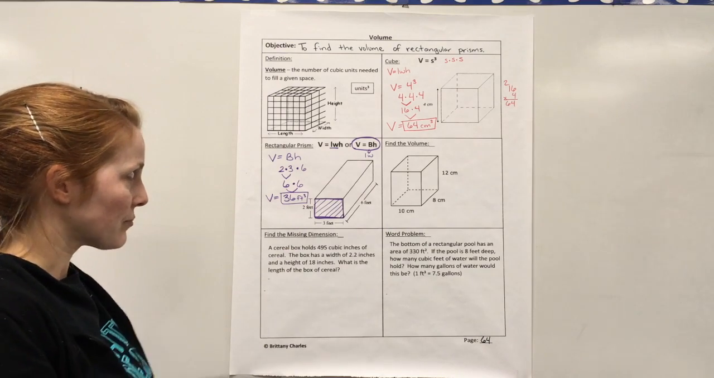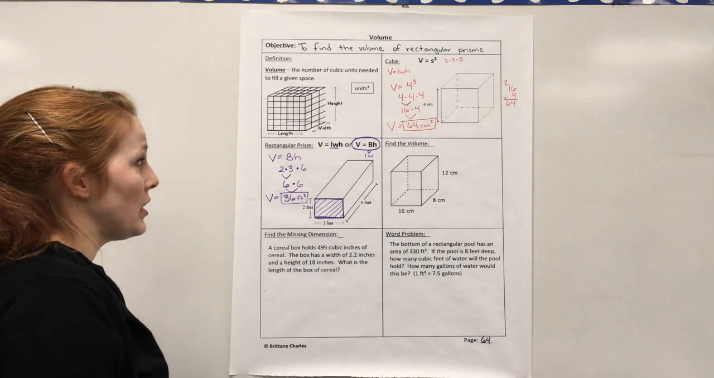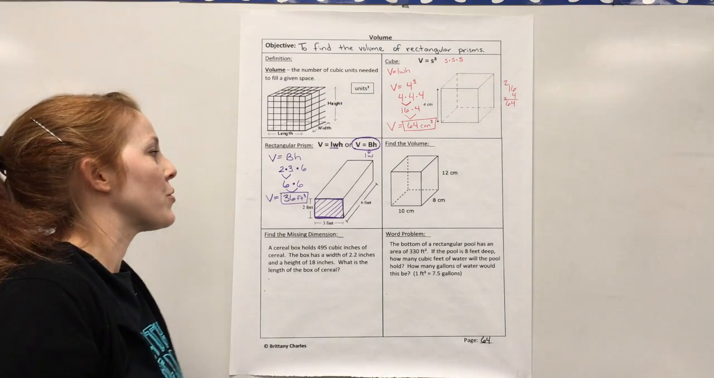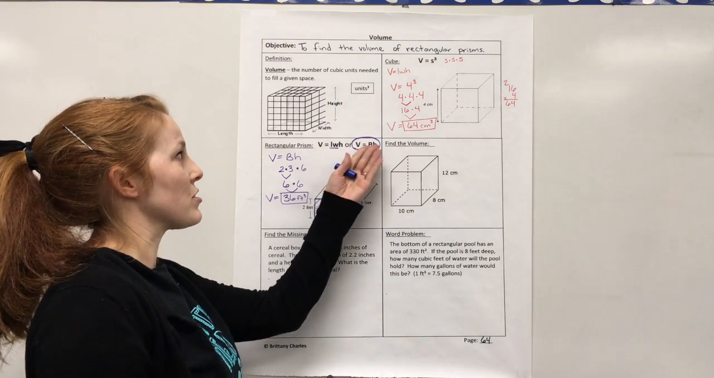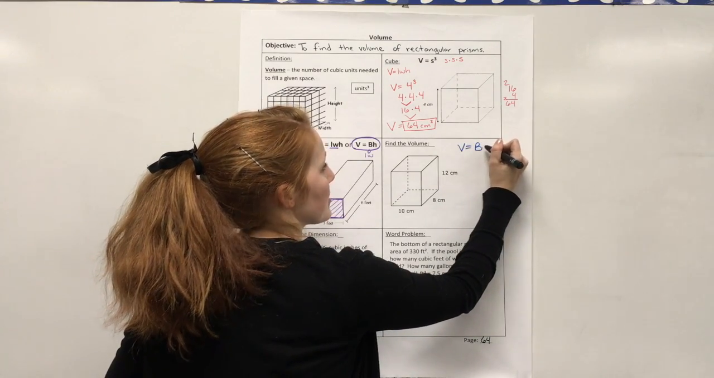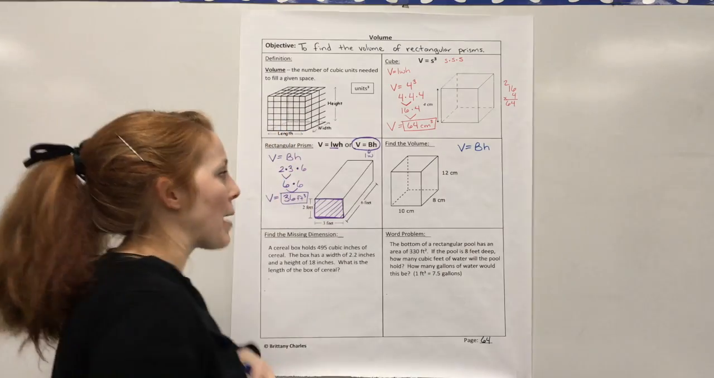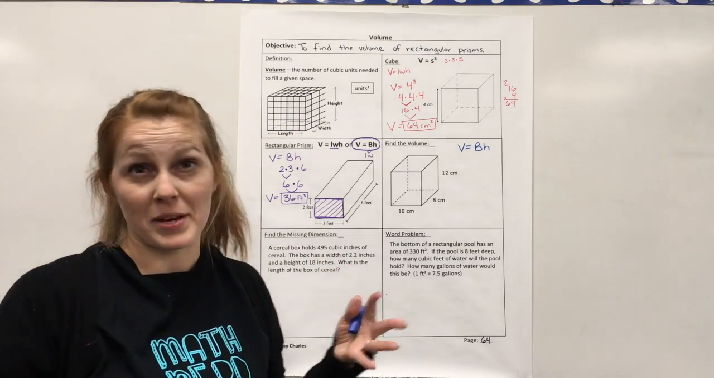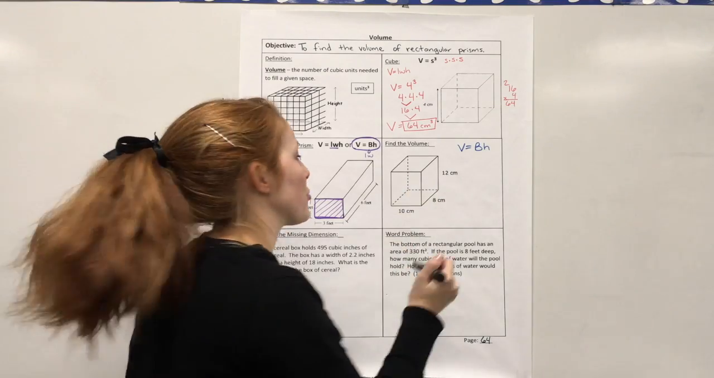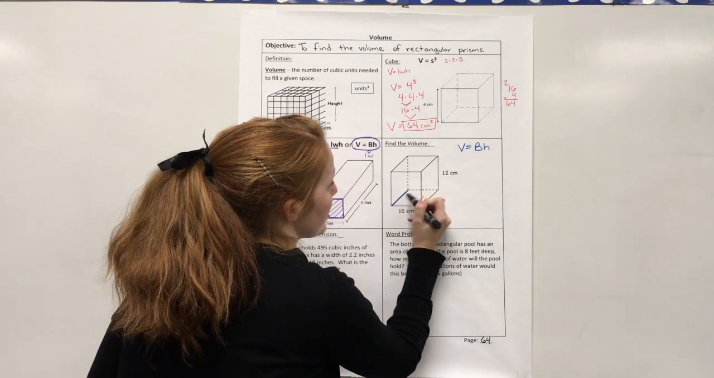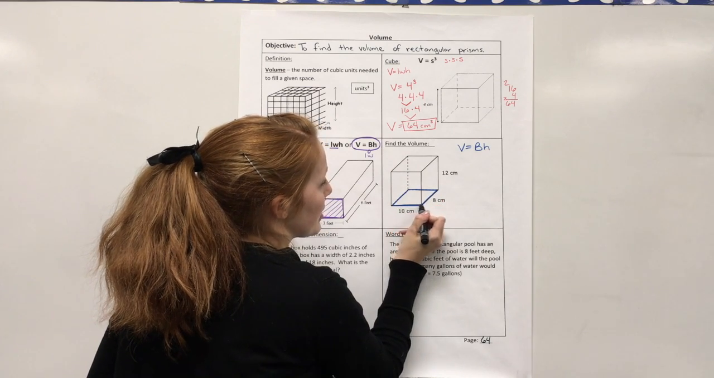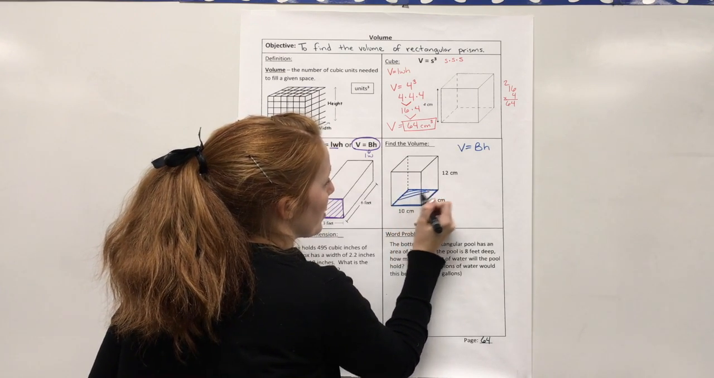Okay, let's look at the next one. So I have another rectangular prism, and I'm going to find the volume. So again, I'm going to use this formula, volume equals area of the base times height. Well, I'm going to have to just pick where I want my base to be, and I'm going to pick it to be right here, what it seems to be resting on in the picture. So that means from here to here to here to here. So this is what I'm going to call my base.